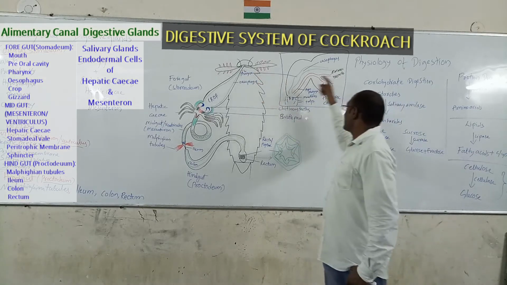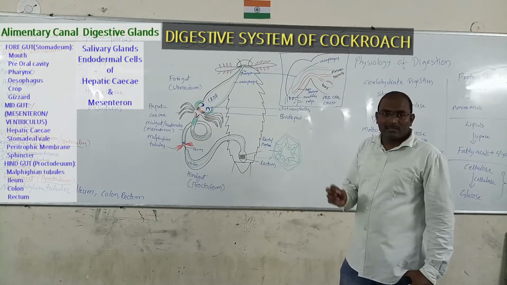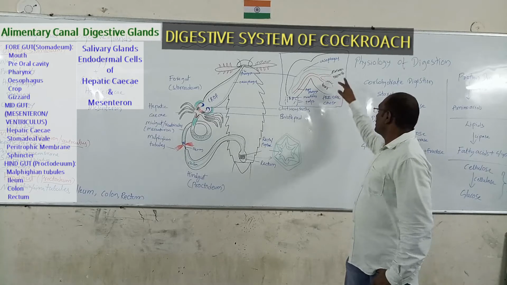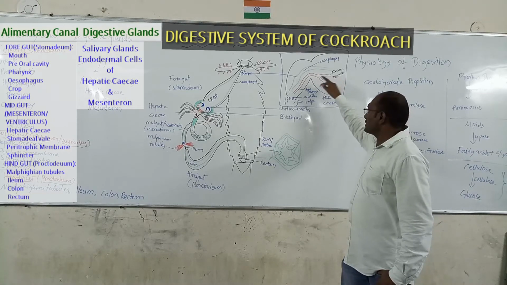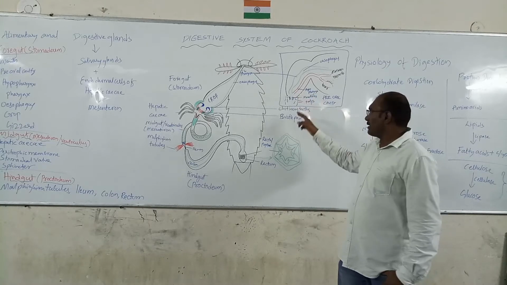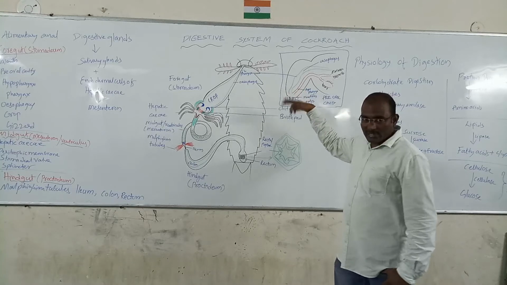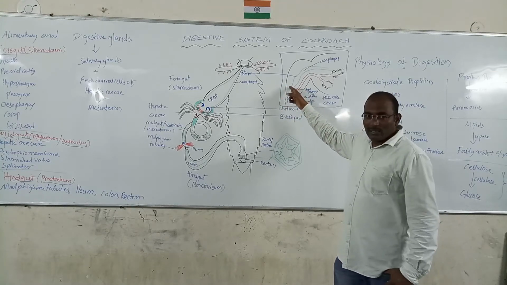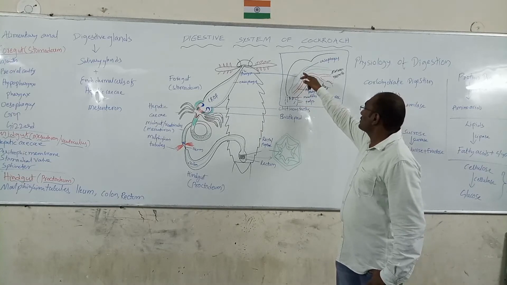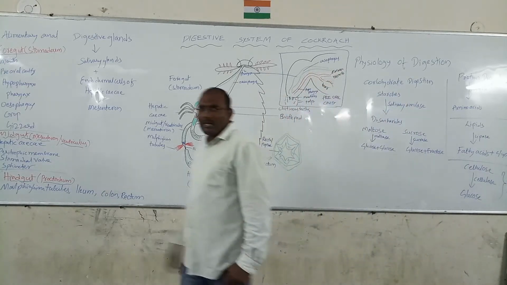These are the salivary glands and it is the lateral section. Amylase, chitinase, trypsin like enzymes are secreted by the salivary glands and it is sent into the hypopharynx salivarium. When the food is masticated, it is passed into the cibarium, later it passes into the pharynx, esophagus and crop. The food is stored inside of the crop.